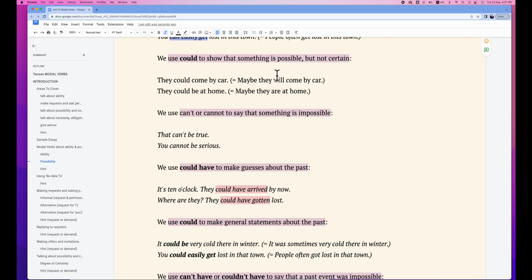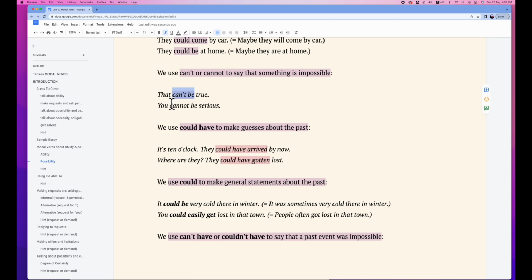Then how about telling the listener that something is impossible? Which modal verbs do we use? We use can't be true. That can't be true tells that something is impossible to be true, or cannot be serious. Cannot be serious tells that something is impossible to be serious.